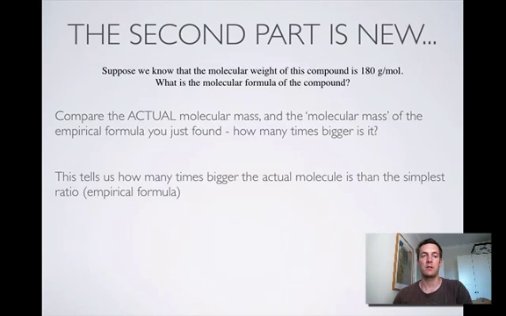This is the second part. Suppose we know that the molecular weight of the compound is actually 180 grams per mole. Molecular weight is just another name for big M, the molar mass. This tells us the mass of 1 mole of a substance, and to find that we add up all the masses of the elements. We don't know what these numbers X, Y, and Z are at the moment, but if we add X carbons, Y hydrogens and Z oxygens together, we're going to get 180 because that's its molar mass.